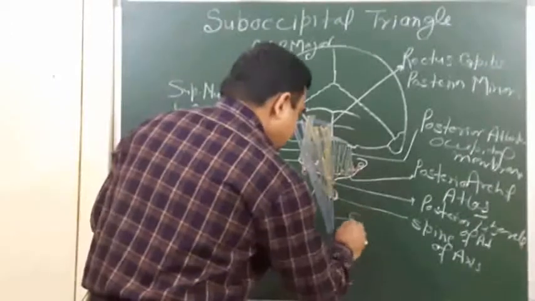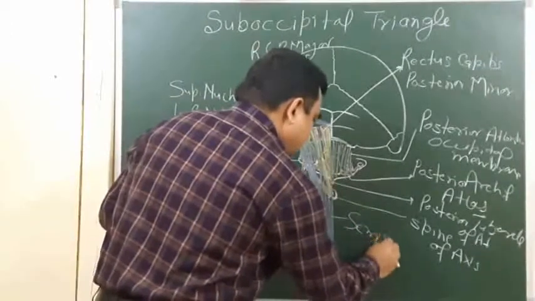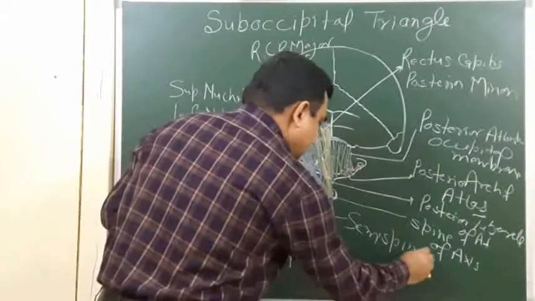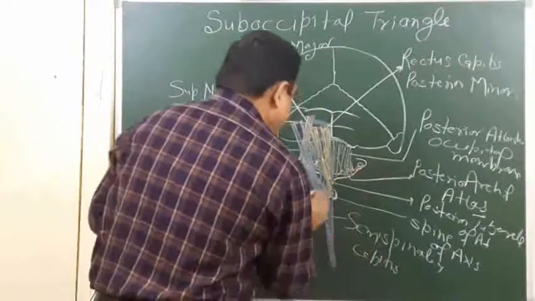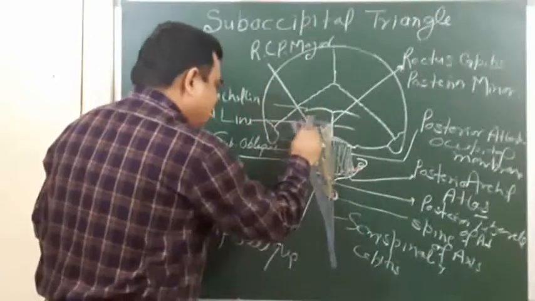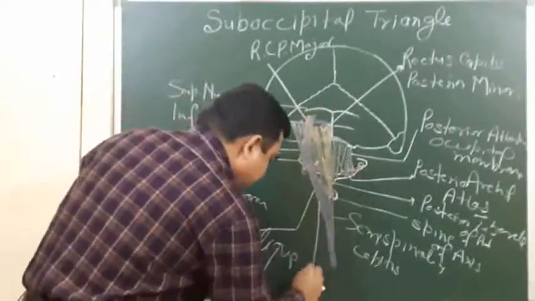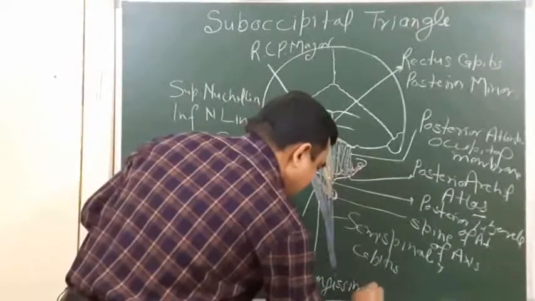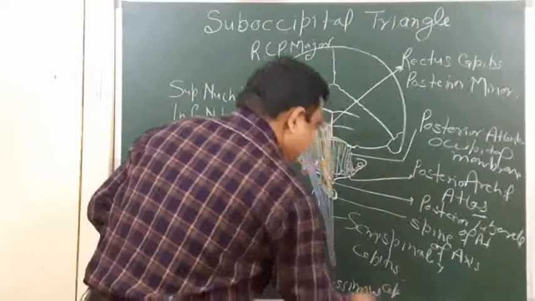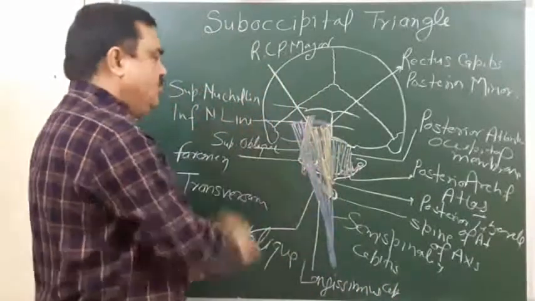This is semispinalis capitis, and this muscle is longissimus capitis. Sorry, this is longissimus capitis. Longissimus capitis. So these two muscles form the roof.